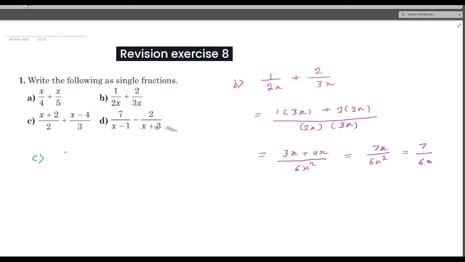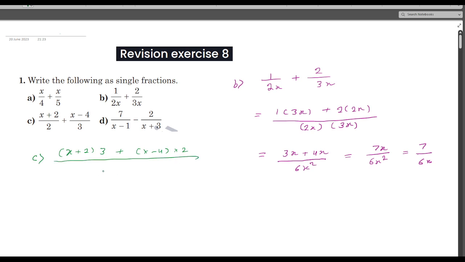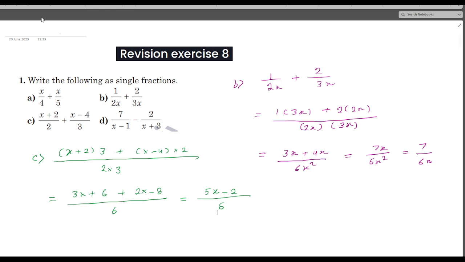So for C, this x plus 2 will be multiplied by 3, and this x minus 4 is multiplied by 2, and in the denominator 2 is multiplied by 3. So the result is 3x plus 6 plus 2x minus 8 whole divided by 6. So 3x plus 2x is 5x, 6 minus 8 is minus 2, divided by 6. And last D, so better you pause the video and try.